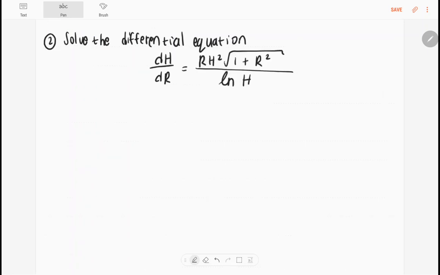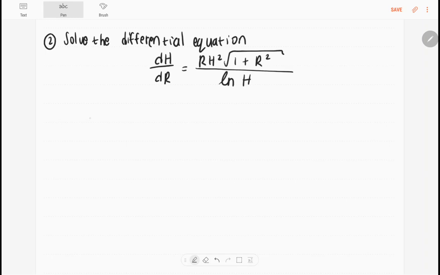Problem number 2 says solve the differential equation dh/dr equals r multiplied by h squared multiplied by the square root of 1 plus r squared, over ln of h. So once again, can we put all of our h's on one side and all of the r's on the other? Yes, we are once again able to do that. So this is a separable differential equation, and we can solve it by the separation of our variables. So what I'm going to do is take all of my h's to the left hand side and all of my r's to the right hand side.